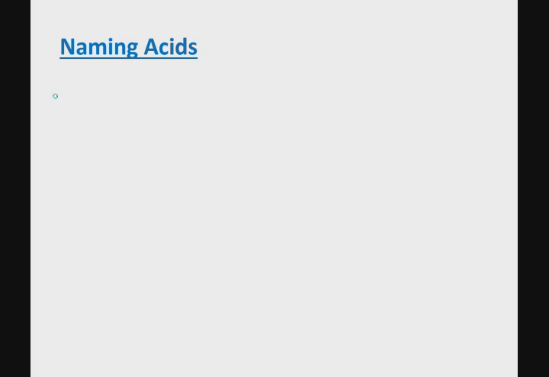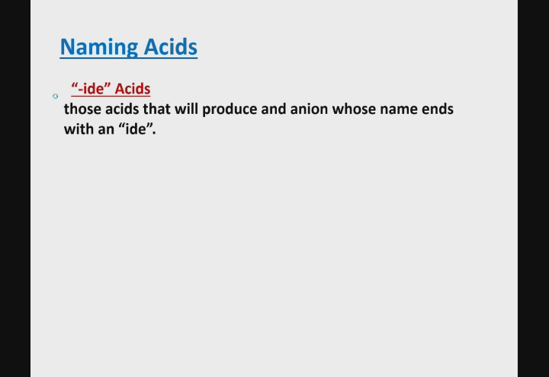Now that we know how to recognize acids and have a little idea of what acids are, let's go into naming these acids. As we said before, acids will fall under three categories based upon the name of the anion they would produce when dissolved in water.